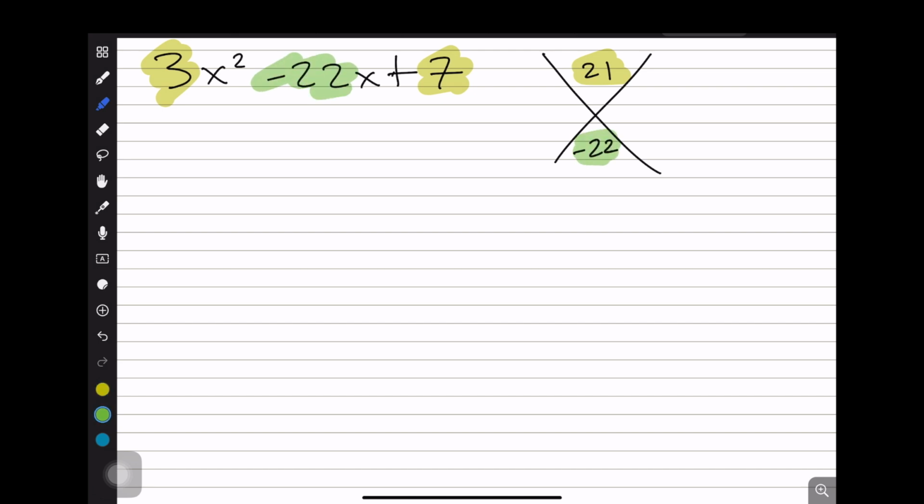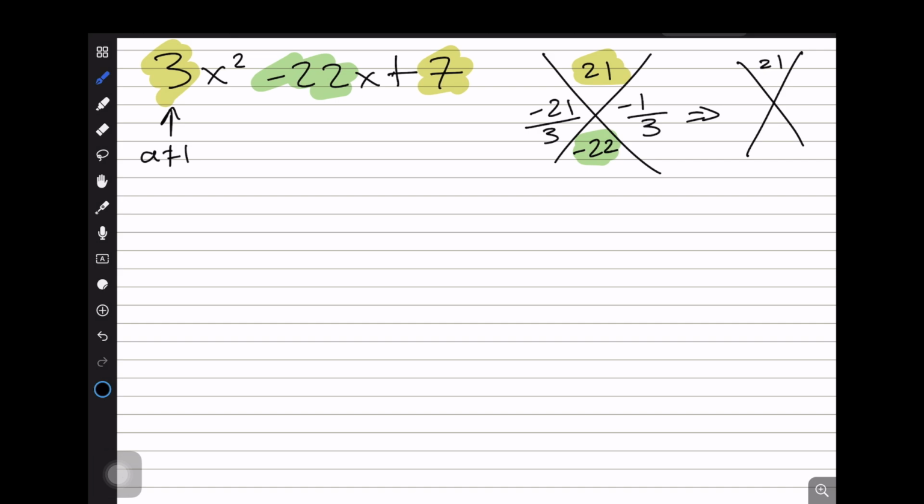Now we're going to think of two numbers that multiply to 21 but add to negative 22, and that's negative 21 and negative 1. Now, because your first term is not a 1, you're going to take that negative 21 and divide by 3, and the negative 1 and divide it by 3. Now, negative 21 divided by 3 simplifies to 7. So let's simplify this big X. And that negative 1 over 3 stays the same because it can't be simplified any further.